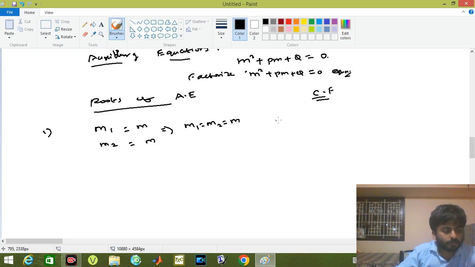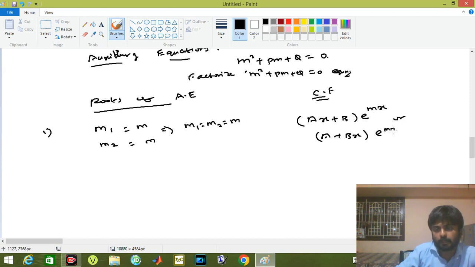Therefore you can have (Ax plus B) into e power mx, or you can also write it as (A plus Bx) into e power mx.